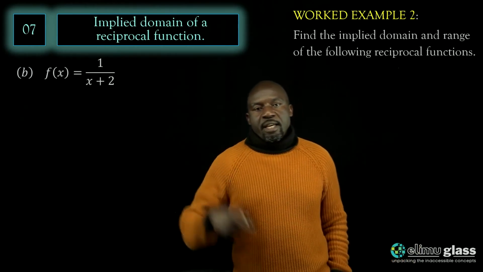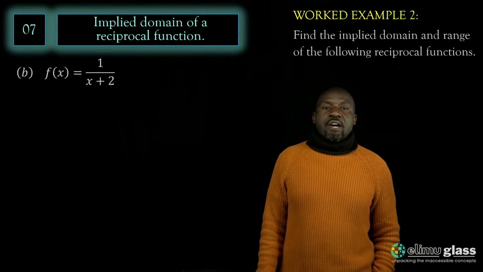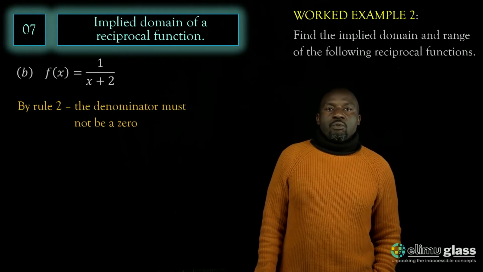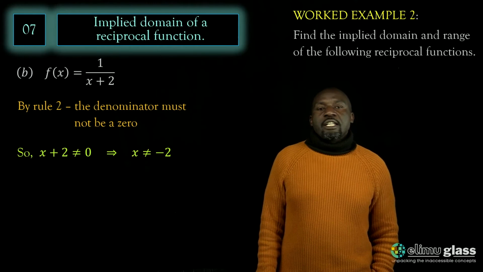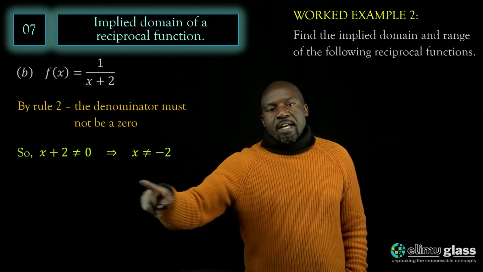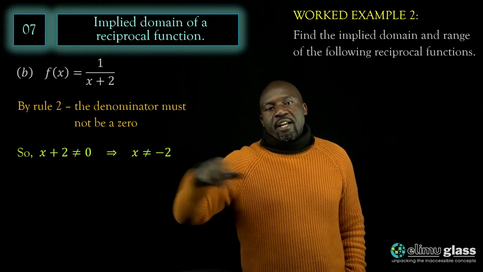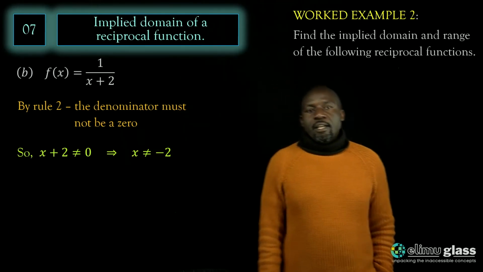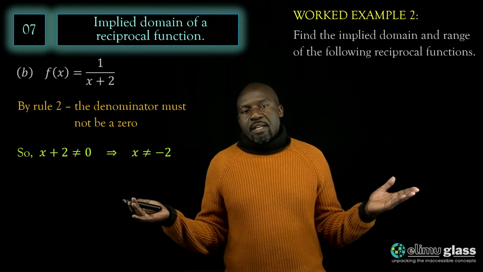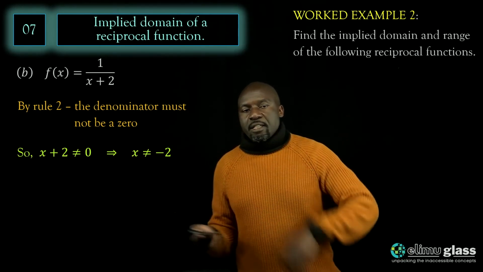the denominator there, the denominator is x plus 2 now, not just x, but x plus 2. That denominator must not be 0. So we reason from that rule that x plus 2 cannot be 0. Move the 2 to the other side, which means x cannot be negative 2. All right? And that there is the domain. So the domain is anything in the real number line other than negative 2.